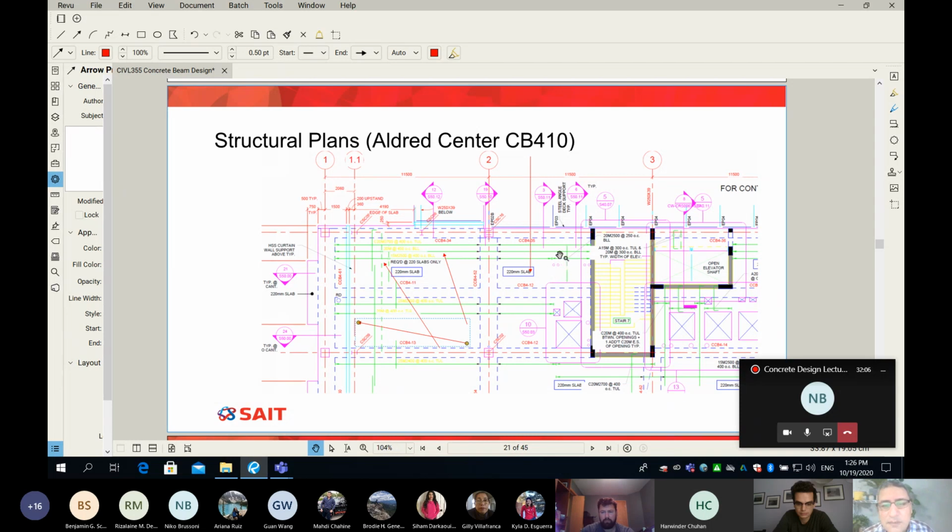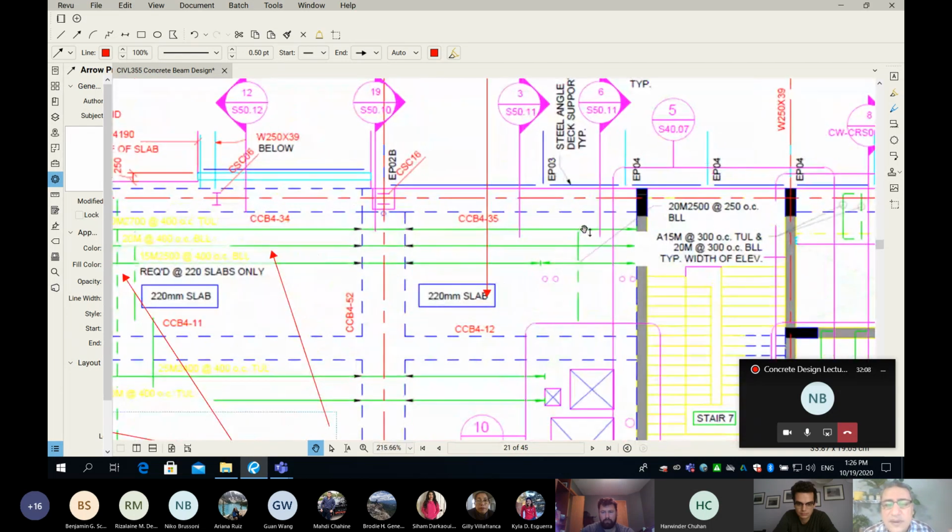Why I'm doing this? Because simply, please focus. In a plan view, we do not show. We only show something called beam mark.